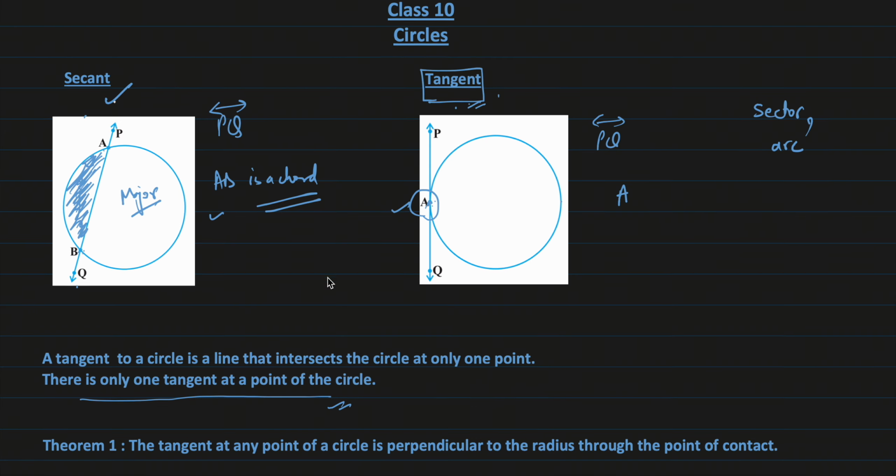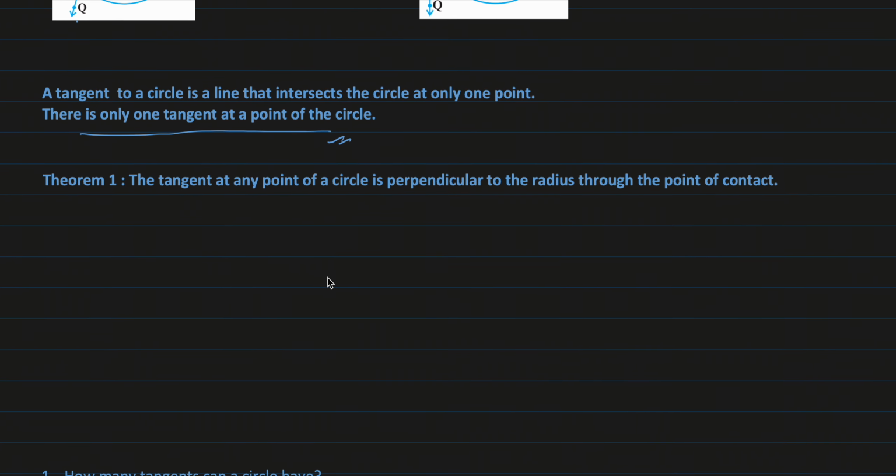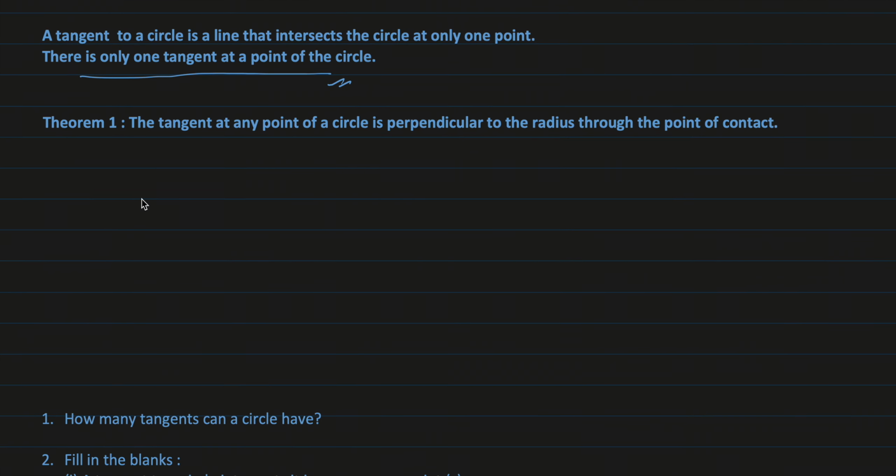Now let's move to the first theorem of this chapter, which says that the tangent at any point of a circle is perpendicular to the radius through the point of contact. Meaning that if we have a circle given, let's say a circle with center O, and we have a tangent. Let us draw a tangent which is touching the circle at one point. Let's say that point is P, and the tangent we name as AB.